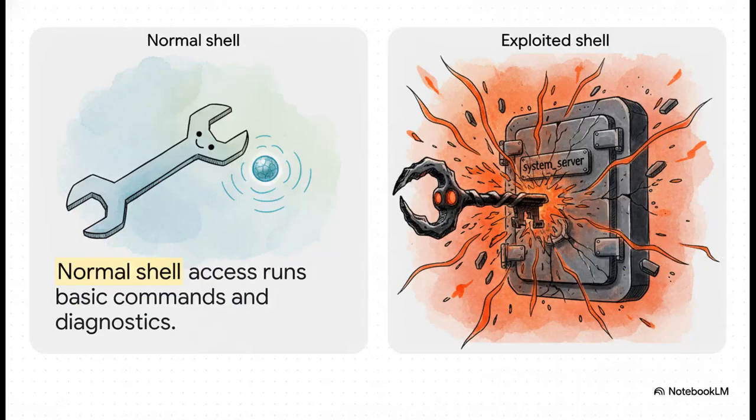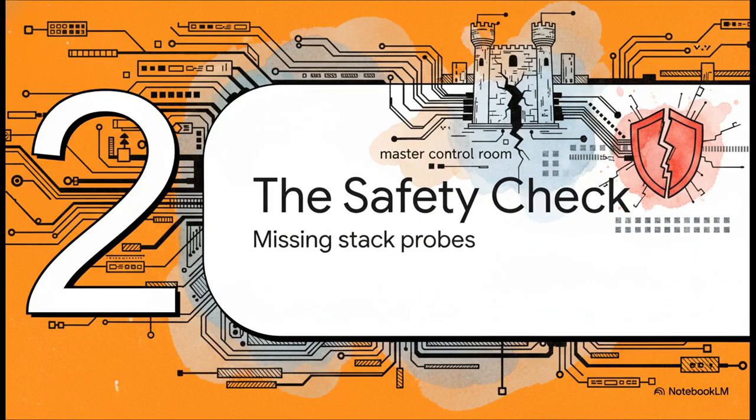Now, what's really interesting about this slide is the sheer contrast. Normally, shell access is intentionally limited, right? You run basic commands, do some safe diagnostics, interact with a few apps, and that's kind of it. It's safe. But in exploited shell access, that completely flips the script. This vulnerability allows that severely limited access to hijack the system server entirely, giving an attacker total, unchecked control over the device's core brain.